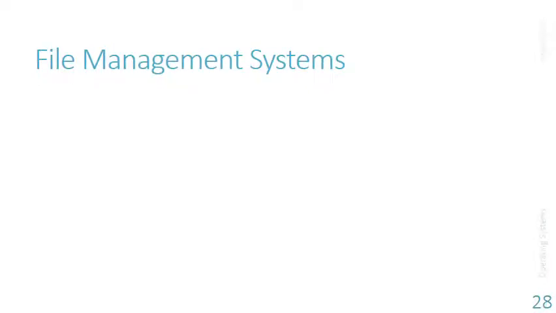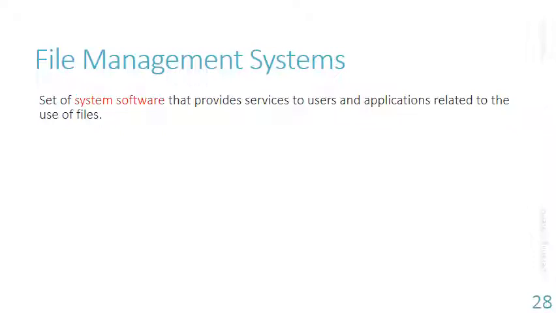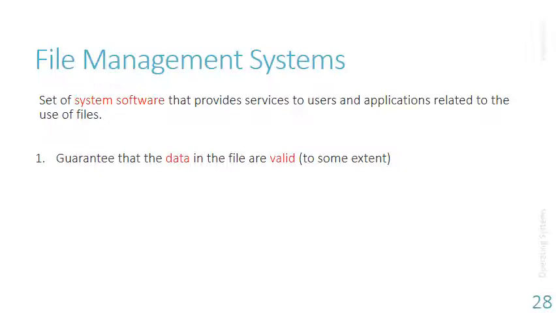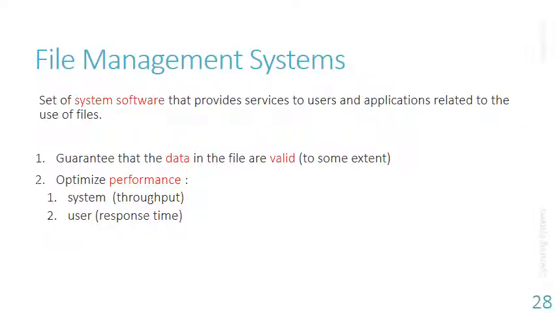Alright, so file management systems, and this is of course, again, because we're dealing with the devices and the low layers, so it's a system software, and it has some things to make sure that they happen. So for instance, the file management system is there to guarantee that the data is valid to some extent. Of course, we cannot fully guarantee it. And of course, performance again. It's there to maximize something and minimize something else. So from the user point of view, all we care about is the response time, and you already know what response time is by now.